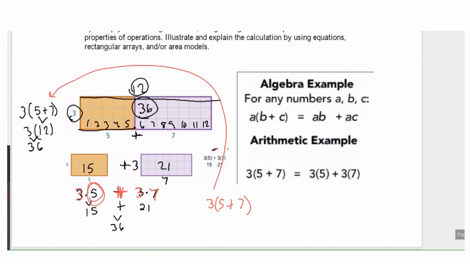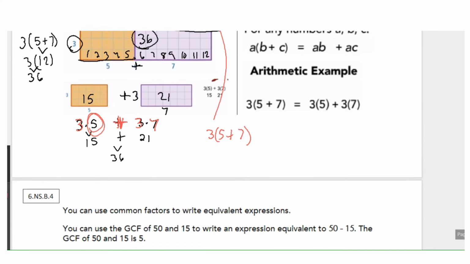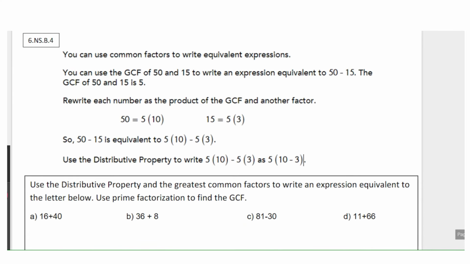So let's do an example here. Flip to the next page. And we're going to just do 2 of these, and then we'll do the rest during class. So this is how you can rewrite using the greatest common factor in the distributive property. The first thing you want to do is figure out what is the greatest common factor. You can use prime factorization.